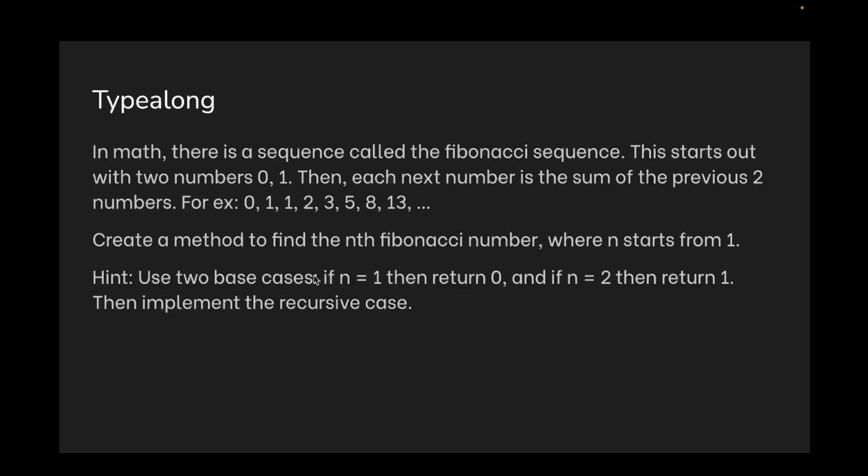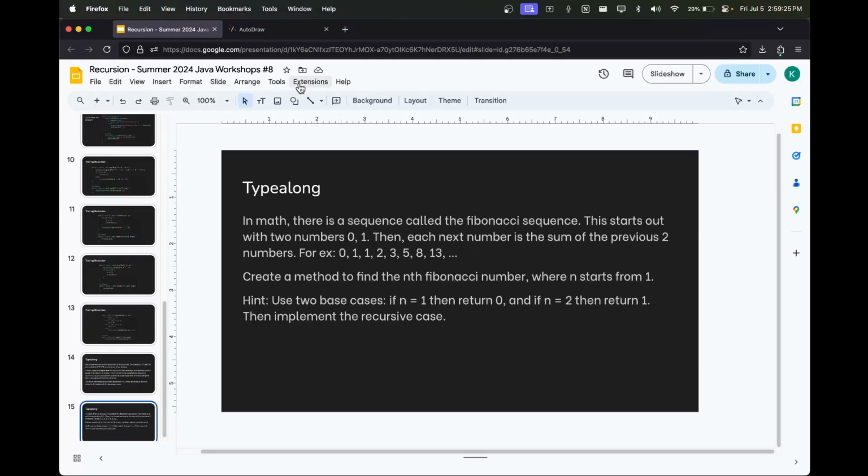So it gives us a hint also. So use two base cases. If n equals 1, then return 0. And if n equals 2, then return 1. So we already have two base cases. And then all we need to do is implement the recursive case like last time. So this is another example of how we can have multiple base cases. Let's actually try this.